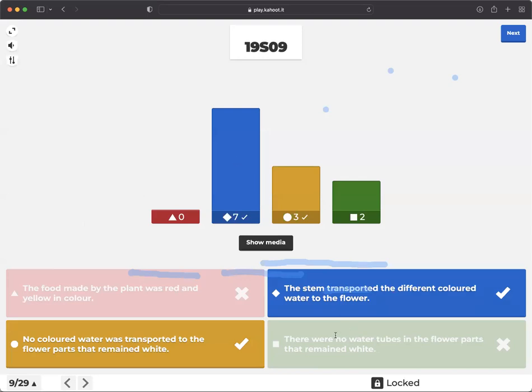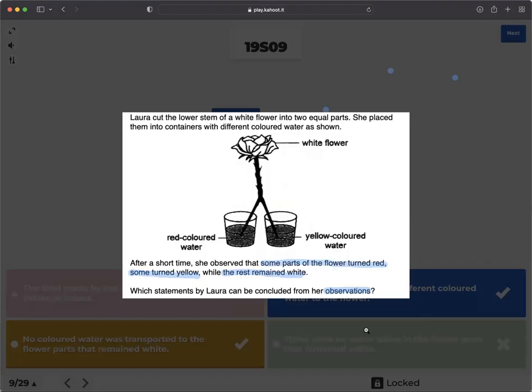Some of you mentioned green: there were no water tubes in the flower parts that remain white. Can you conclude the green answer based on this? Cannot, you cannot conclude that. If it's small, you cannot conclude that.